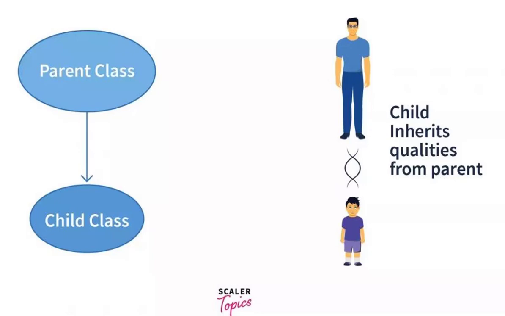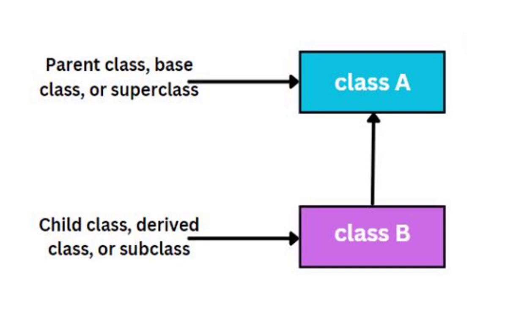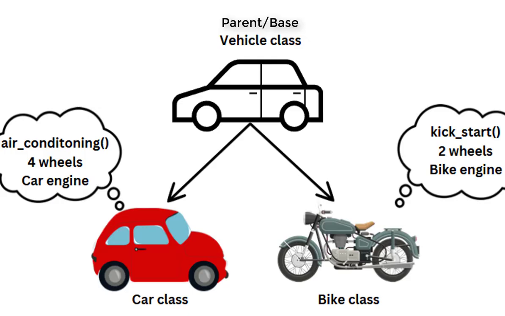Inheritance allows us to define a class that inherits all the methods and properties from another class. The parent class is the class being inherited from, also called the base class. The child class is the class that inherits from another class, also called the derived class. Any class can be a parent class, so the syntax is the same as creating any other class.